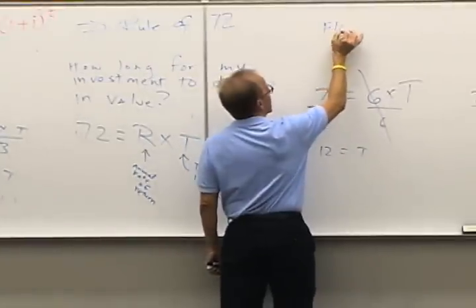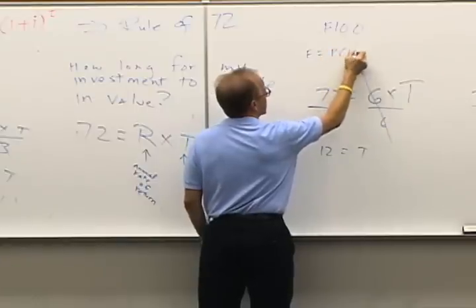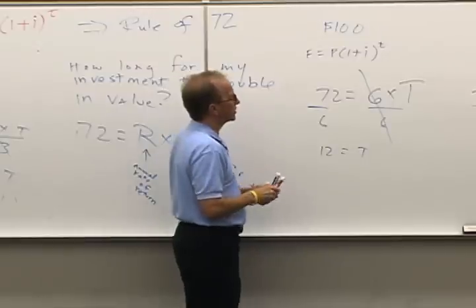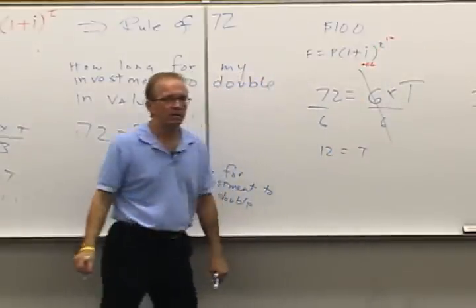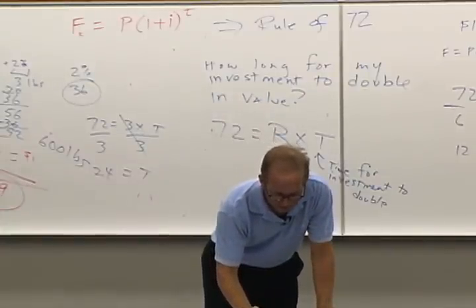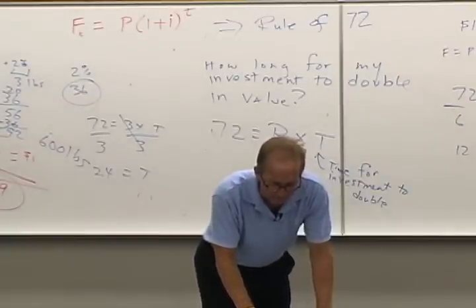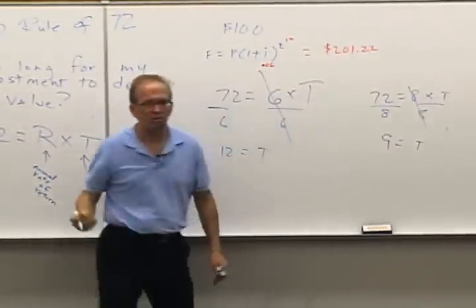Suppose that we started off with $100 today, and we use that formula we had before: F equals P times (1 plus i) to the T. What our rule of 72 is telling us is this. If i is 0.06 and T is 12, right, there's our rule of 72. It says double your money. Let me do that calculation. I'll say we start off with $100, 6% a year, 12 years. Now, what would our formula tell us that we have in that account? $201.22.